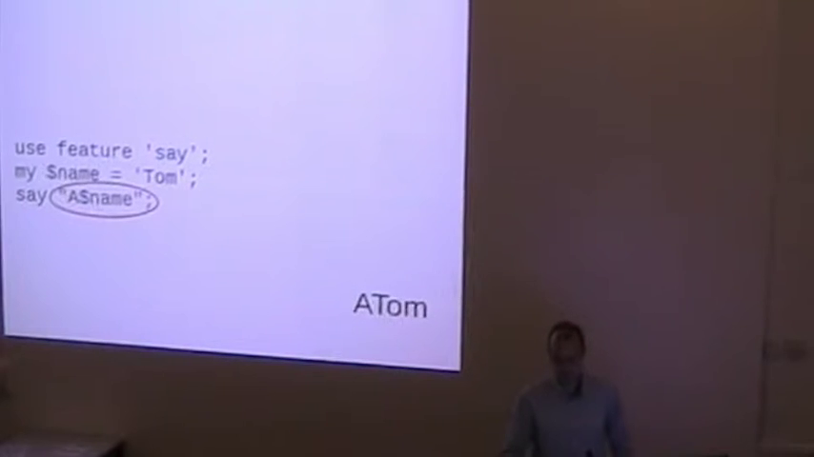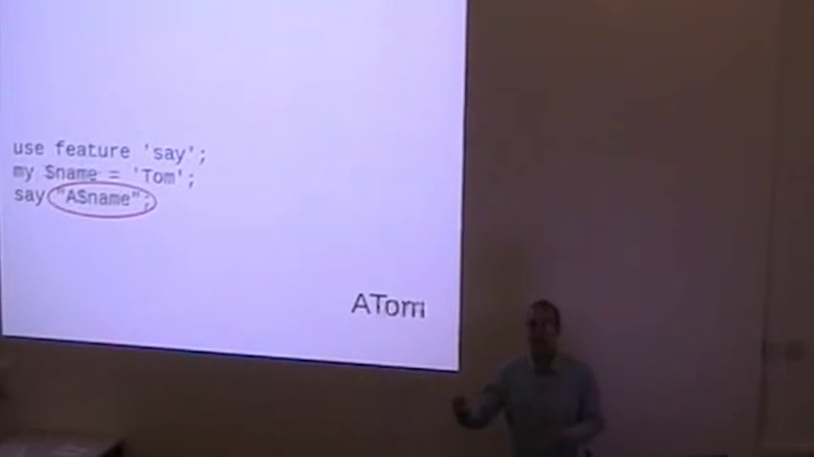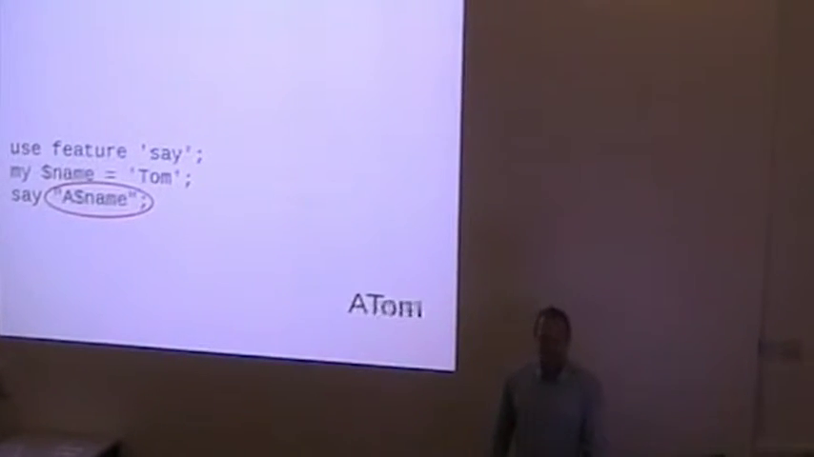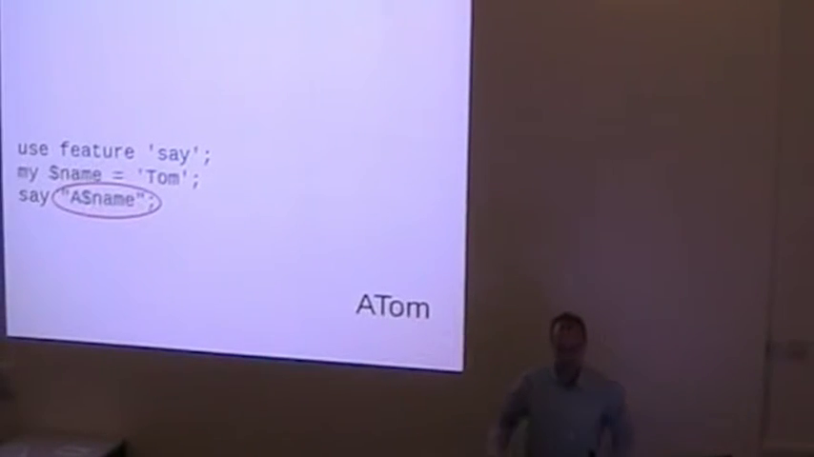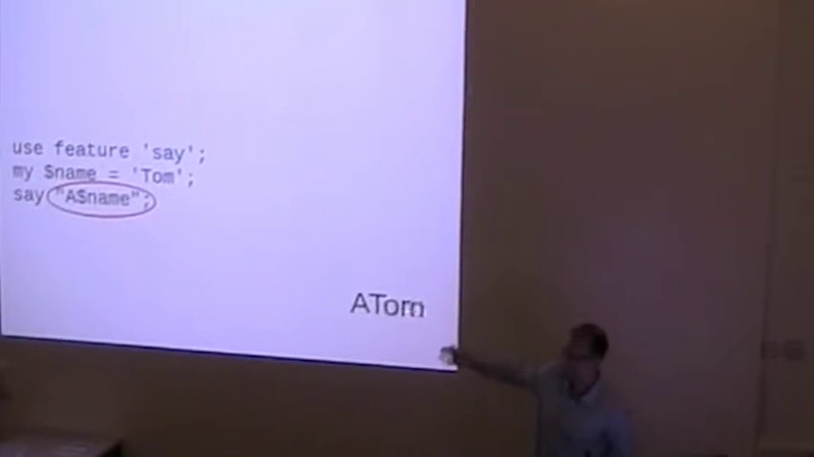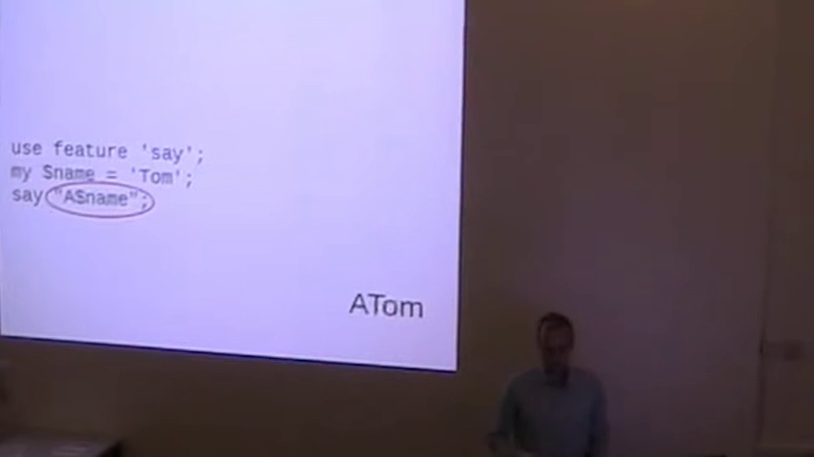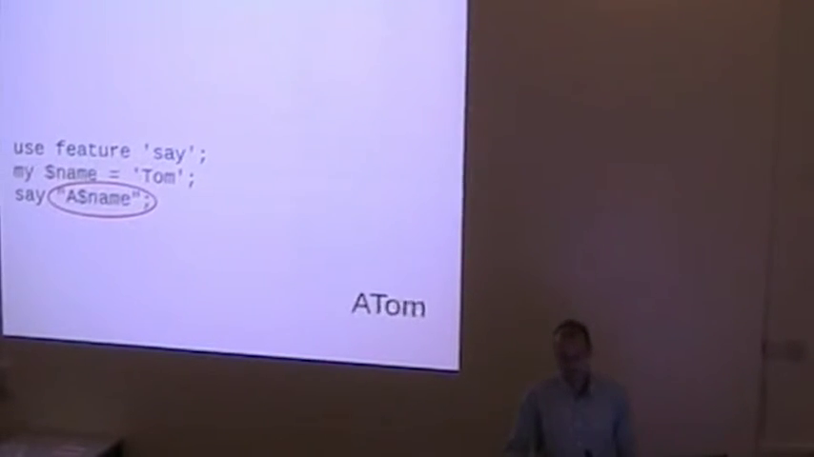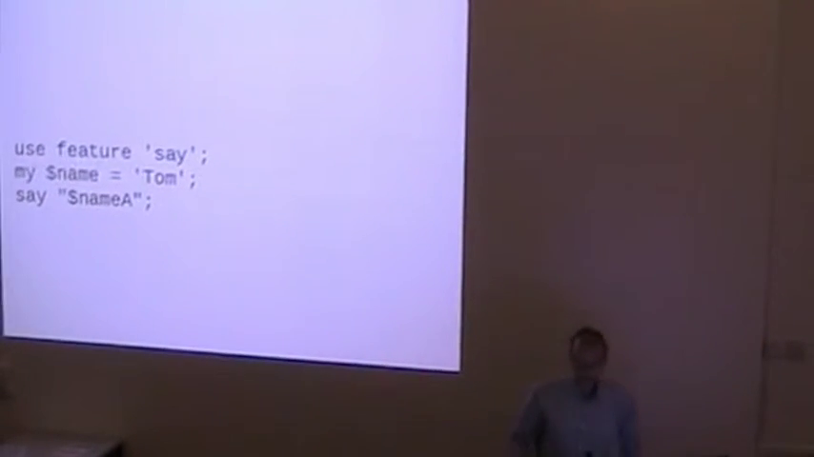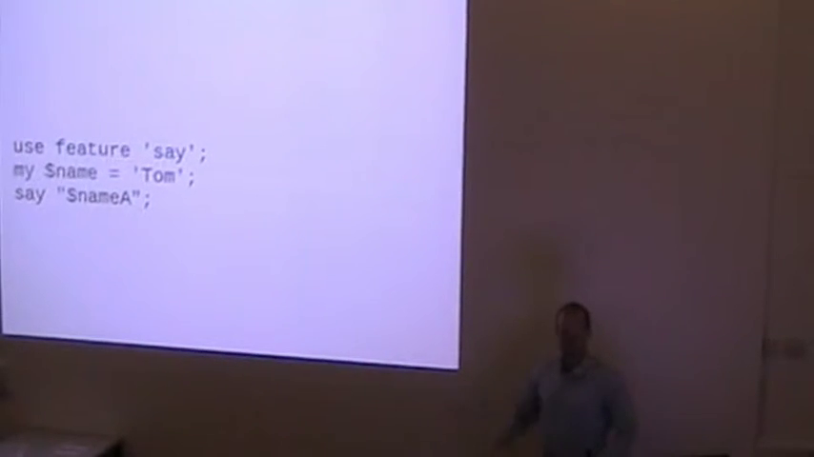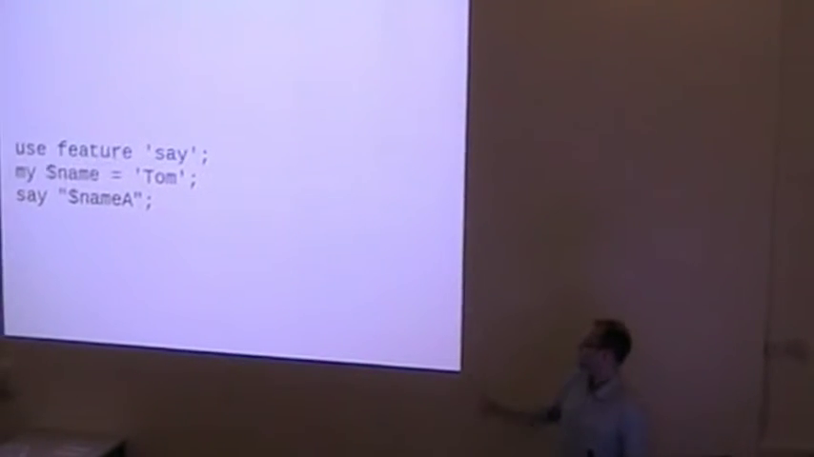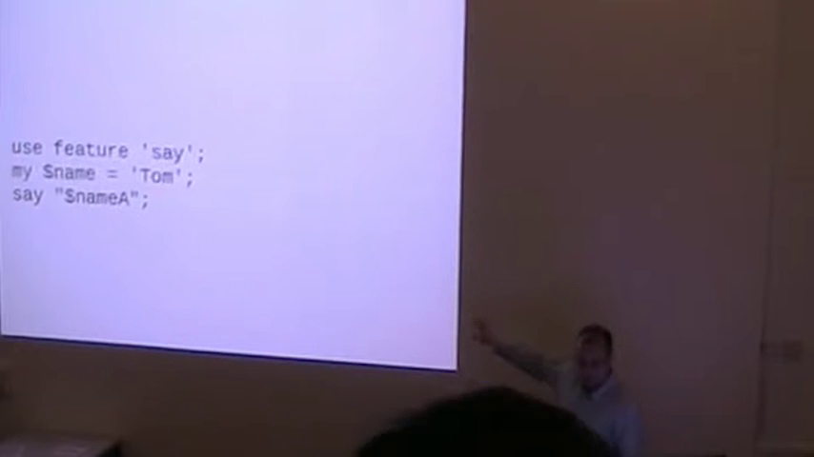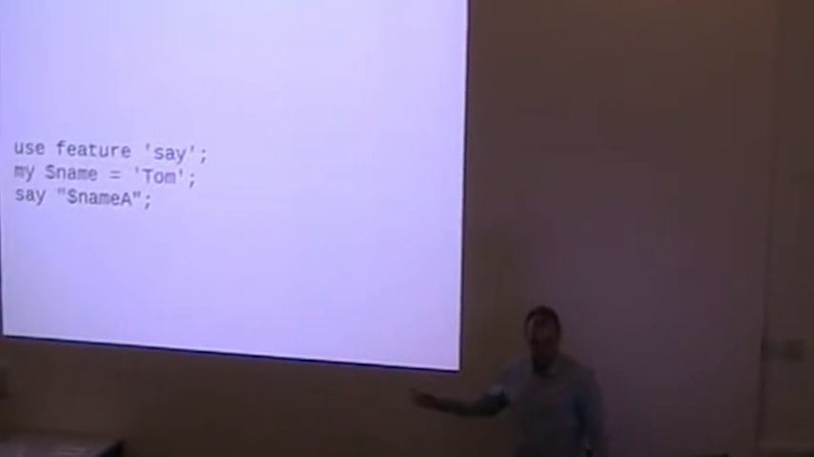Another thing we can do within the quotes is mix the variable and some text. So here we have the text A and the variable $name, and what we see output is this pattern. Okay, so that's all fine. But what if we want to put the A on the end of the string? Well, this doesn't work because Perl will see $name A and look for variable name A, which doesn't exist, so it doesn't output what we'd hoped.